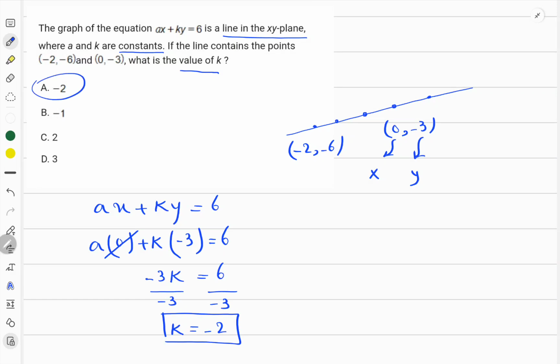Notice that we have another point, (-2, -6). Why don't we use this point? Because if you use (-2, -6), you still have two variables, a and k. But by choosing (0, -3), because x is 0, you automatically eliminate one variable, which is a, and you only have k as the unknown, and you would be able to find the value of that. This is the point of this question.